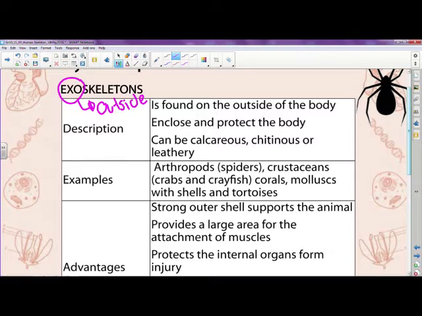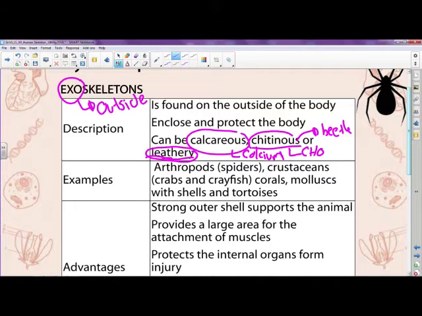Basically what they have is this hard outer body. And the word calcareous means calcium. So basically the calcium is hardened to form these harder outer structures. Chitinous, remember that was a carbohydrate, makes the hard outer side on, for example, an insect like a beetle, when you squash it. Or they can be nice and leathery. So the calcareous and the chitinous are the harder ones, and then you get your softer, leathery ones, those are your icky spiders.